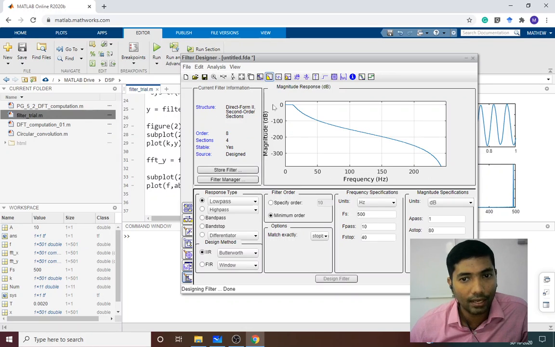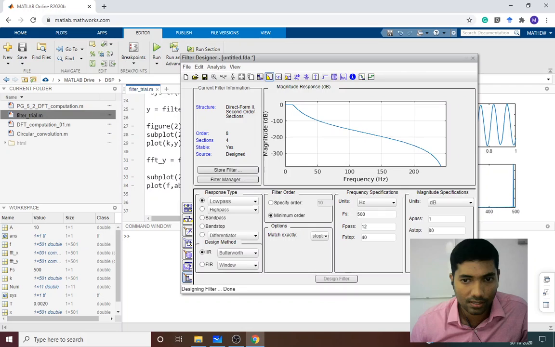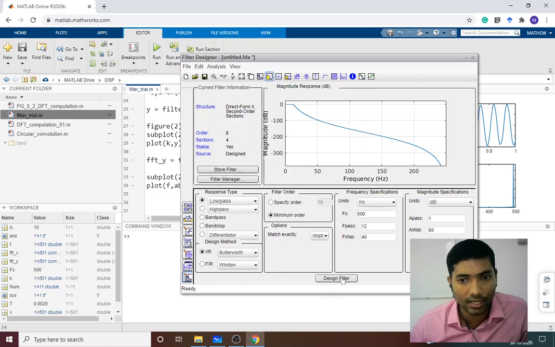you will see that a filter is designed with this particular frequency magnitude spectrum. That means till 10 hertz, maybe we'll give it 12 hertz. I'll design it once again so that the frequency spectrum moves a little towards the right.